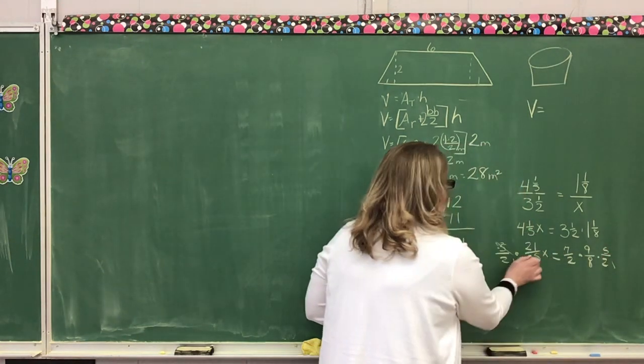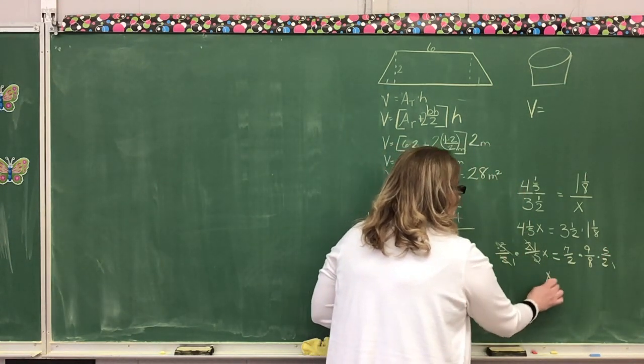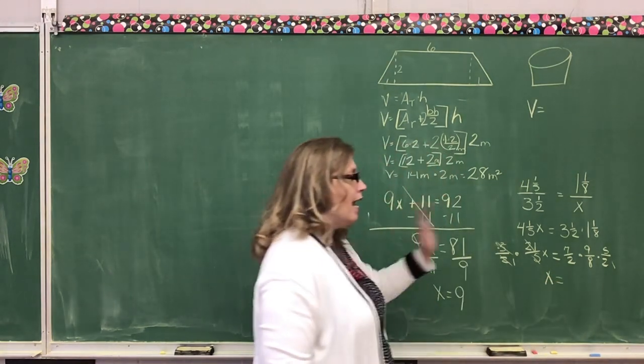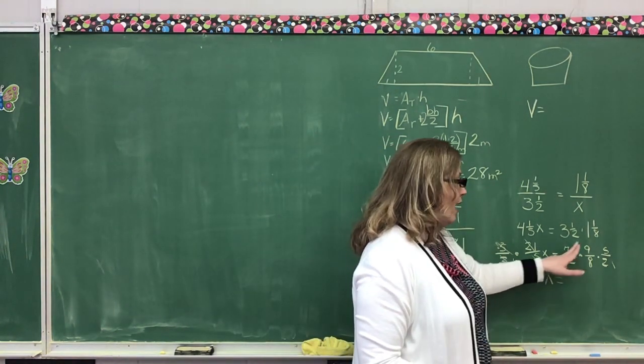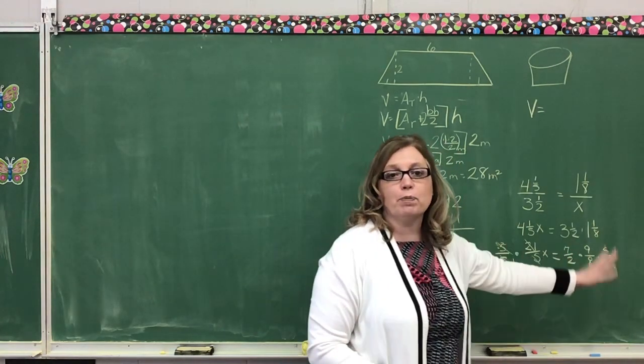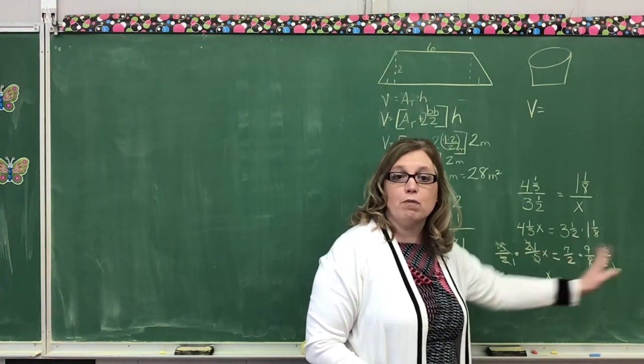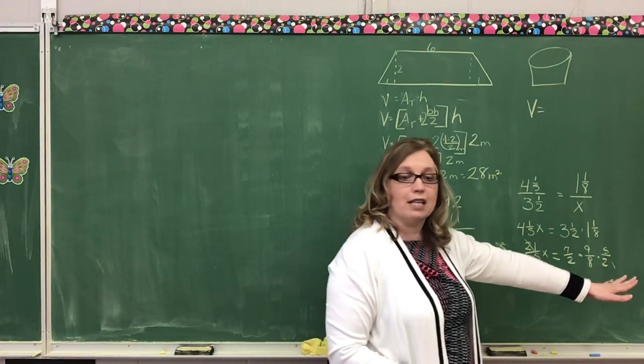Okay? This is all going to cancel, leaving me x. Now go to the other side. The reason I didn't solve my 7/2 times 9/8 is because I knew I was bringing another fraction over. And you can multiply all three fractions at the same time.